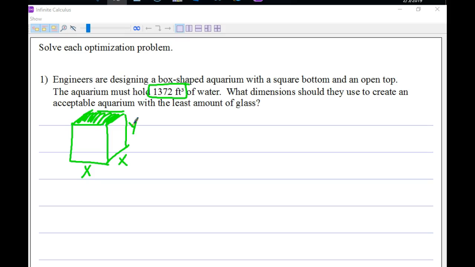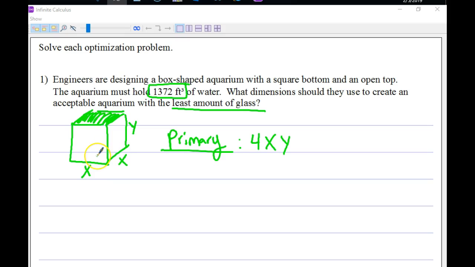So, for a primary equation, you've got to remember, we're looking for what we're trying to minimize. We're trying to minimize the amount of glass. Now, that's a sneaky way of saying surface area. That means the area of every face on this box, not including the top, because there is no top, right? So the area of this shape on the side here is x times y, right? So the side of the aquarium has an area of x times y, but there's 4 sides like that. So it's 4xy.